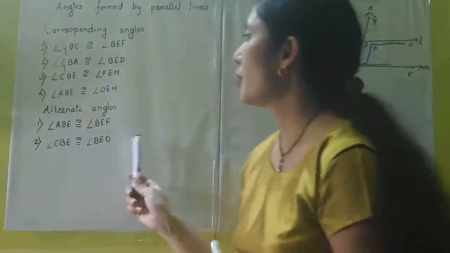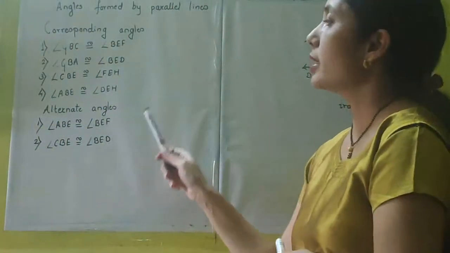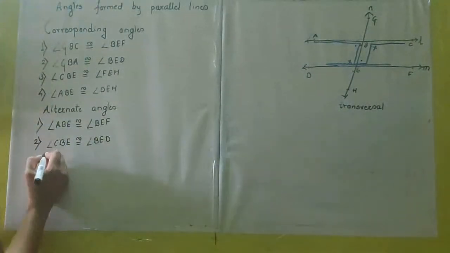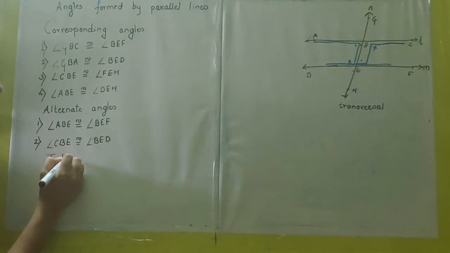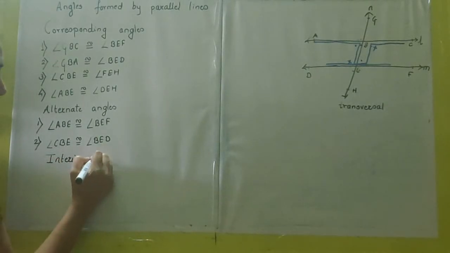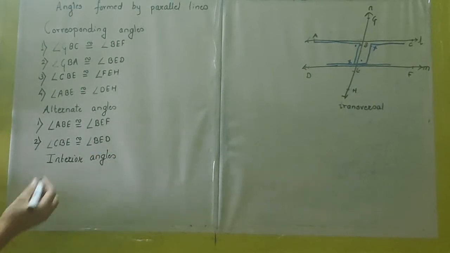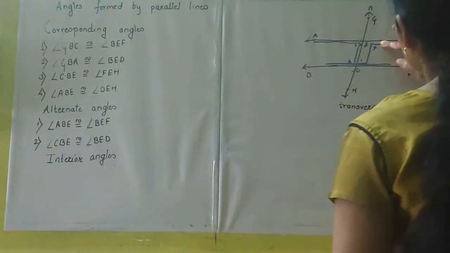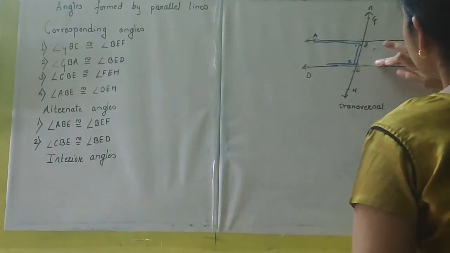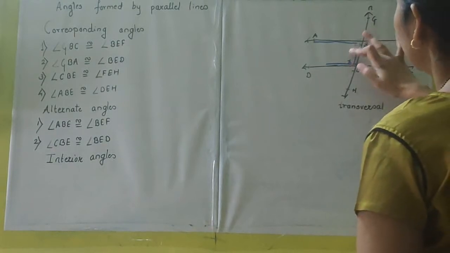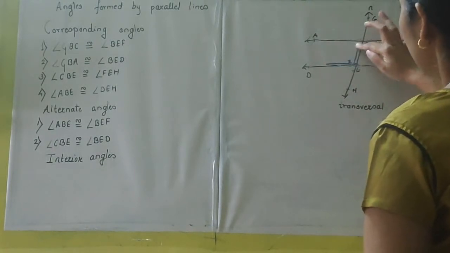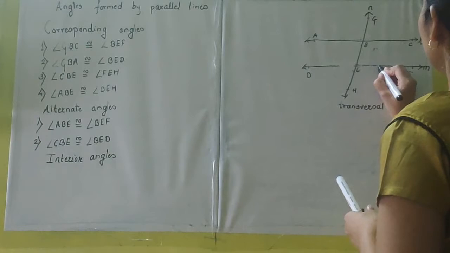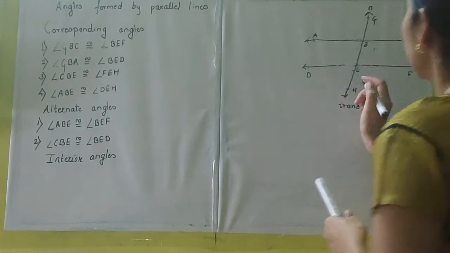Now in case of corresponding angles there are 4 congruent pairs, while in case of alternate angles there are 2 congruent pairs. Let's move on to the third one, interior angles. I'll wipe out this so that you won't get confused. This is the simplest way in which you can identify different angles. Just draw these lines.